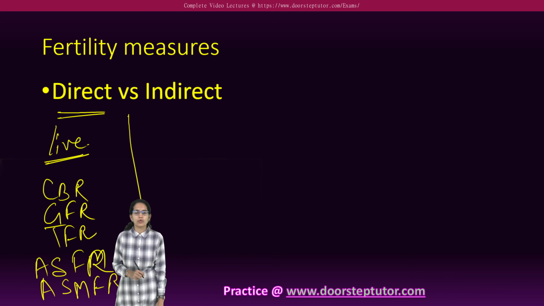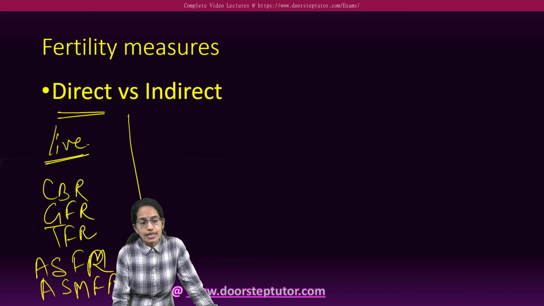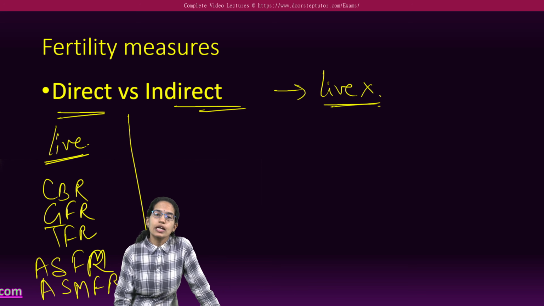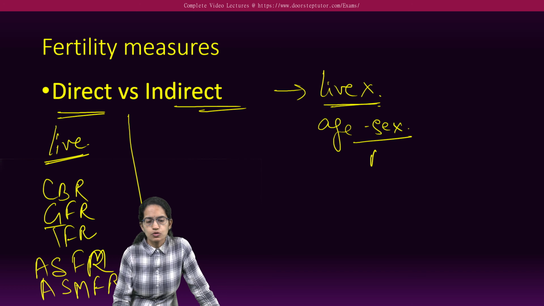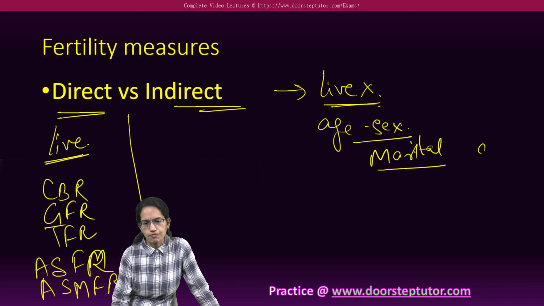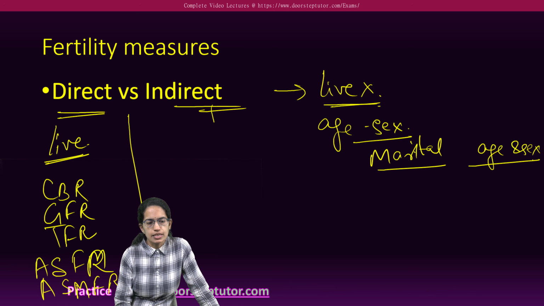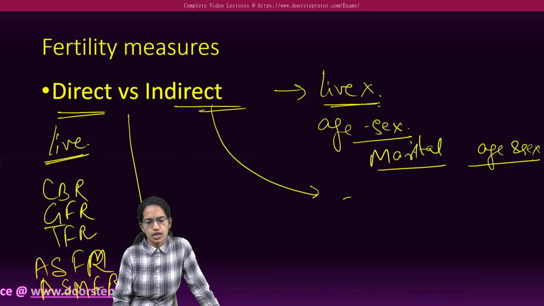What do we take into account under indirect? When the data on live birth is not available, right? Then what you do is you use the data indirectly. This could be from age-sex structure. This could be because of the marital structure. This can be due to the cross-sectional classification of age and sex. And based on this, we understand indirect fertility measure under two heads.